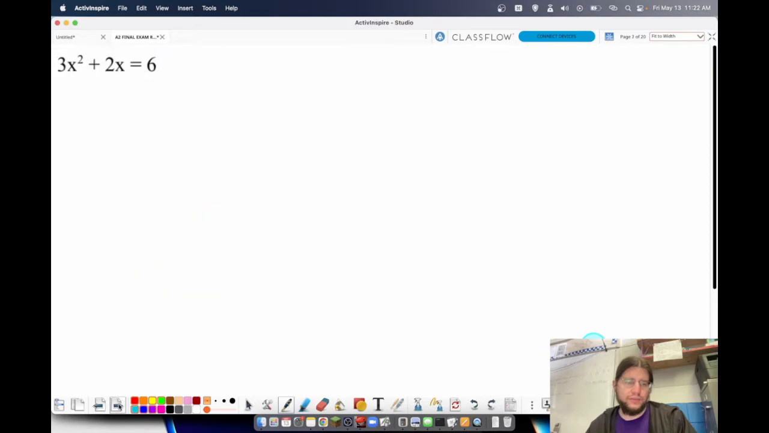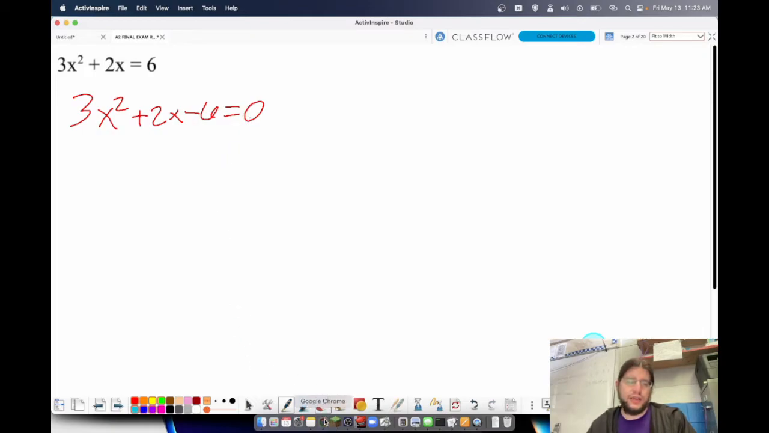All right, number 2. Notice this one's got x squared. That makes it a quadratic. There's no higher degree. 3x squared plus 2x, standard form tells us to get it equal to 0. So I'm going to say -6 equals 0. Now it's the standard form of quadratic.